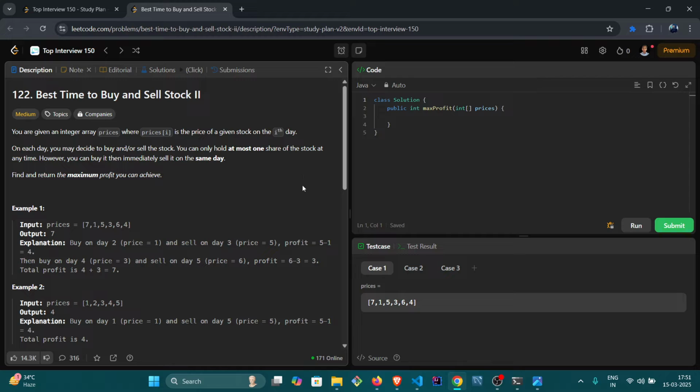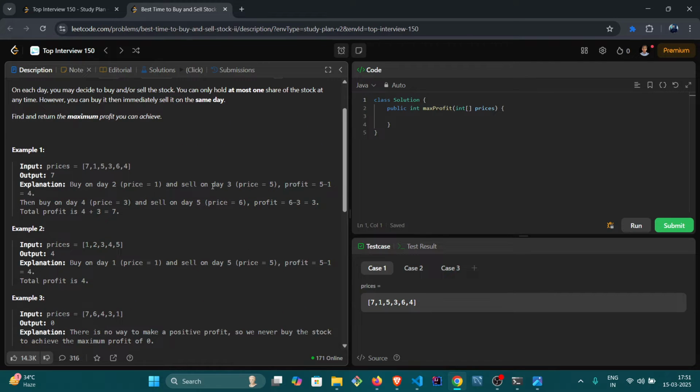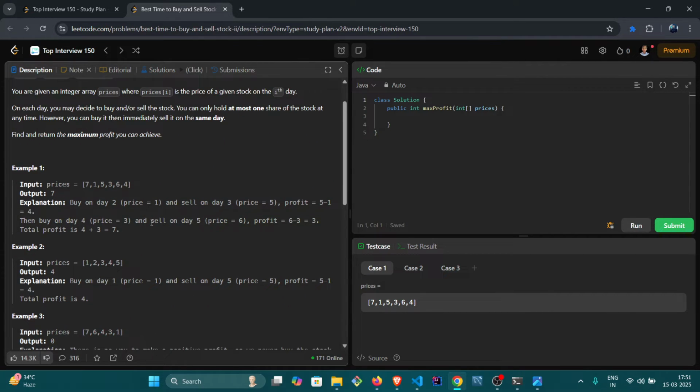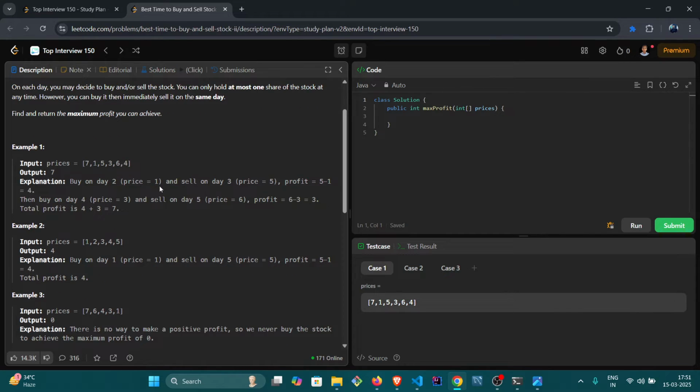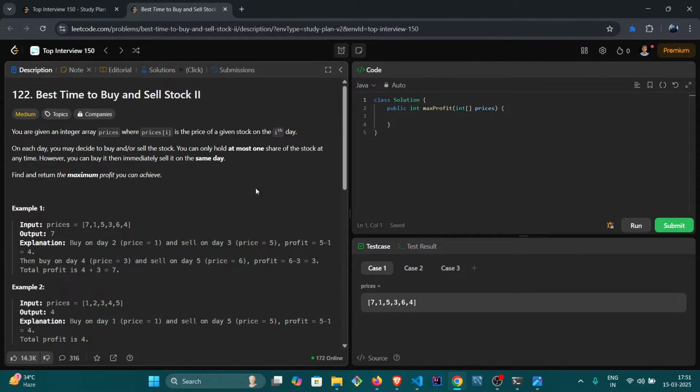And one more thing, you must sell before buying the stock again. Okay, so this is the question, and now let's understand the example cases. So here we have the array prices: 7 1 5 3 6 4. As per this question, we have to track the profit because this question asks for the maximum profit by making multiple transactions.